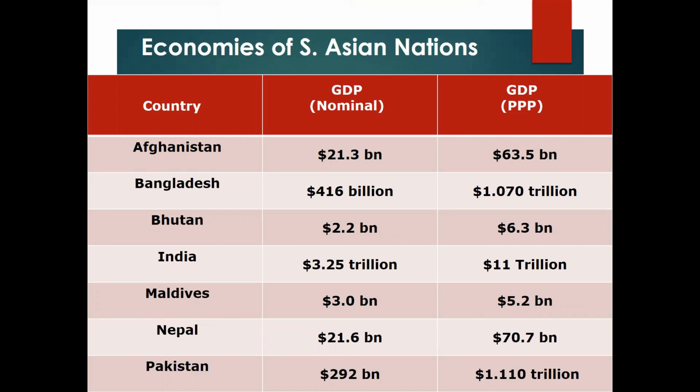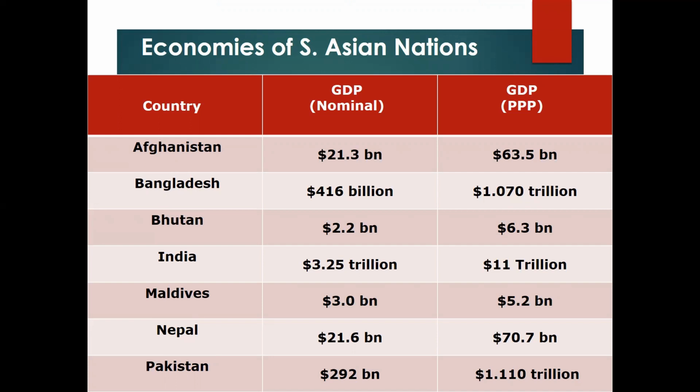If you look at the economies of these countries, Bangladesh is 416 billion, and their GDP purchasing power parity is 1.70 trillion. So their GDP nominal is much greater than Pakistan's. And India is at the top with $3.25 trillion, and their GDP purchasing power parity is $11 trillion. So this makes India the most important country in South Asia when it comes to economy. This is the economy with which every major power wants to connect. It's a $3 trillion economy, which is close to equal to ASEAN's total economy.